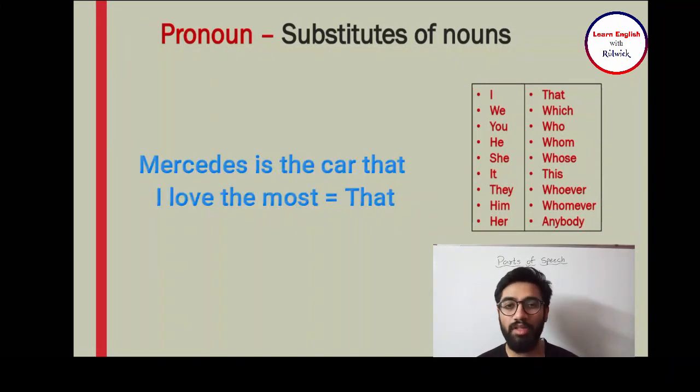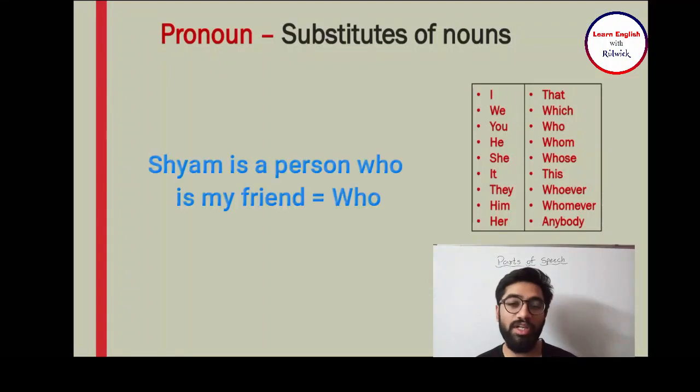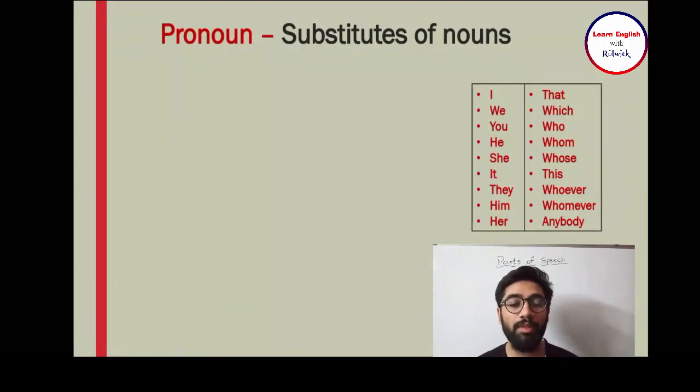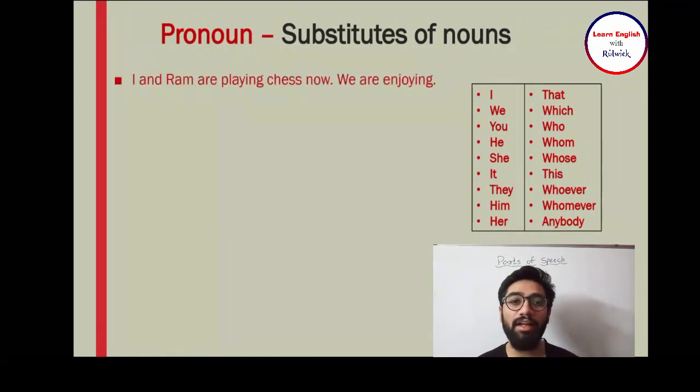For example, Mercedes is a car that I love the most. Diwali is a festival which comes during every October or November. Shyam is a person who is my friend. So these are some of the examples of the pronouns which we use. I'm going to show some examples. Don't forget, you have to identify the pronouns from those sentences. Here comes: I and Ram are playing chess now. We are enjoying.